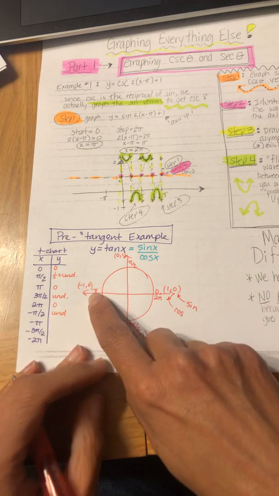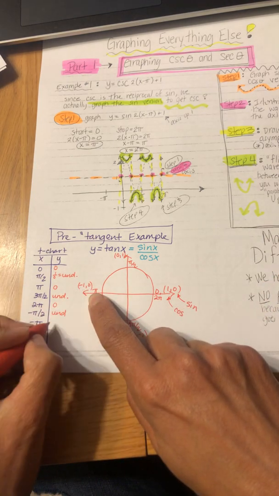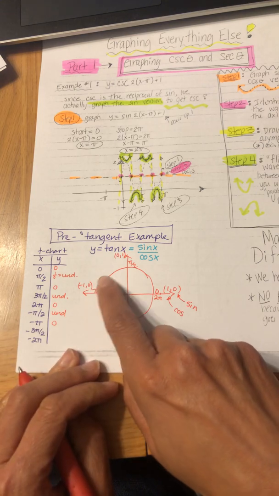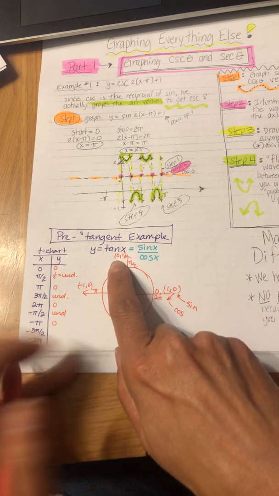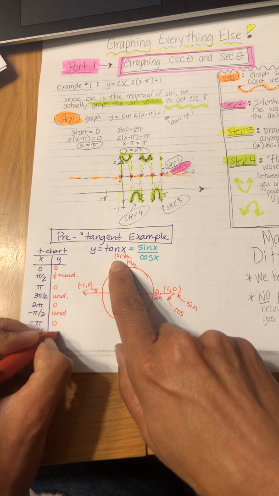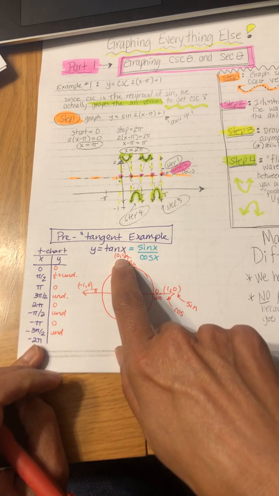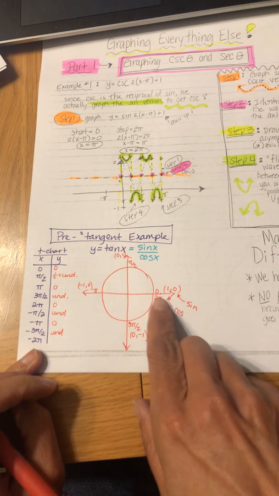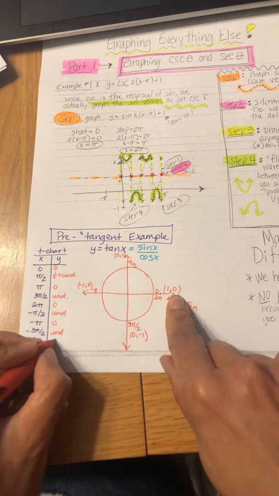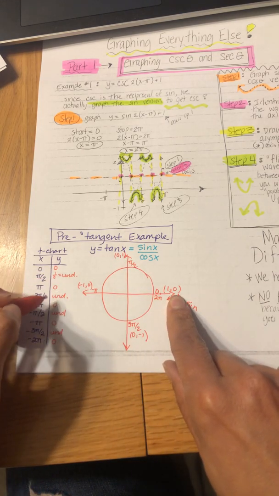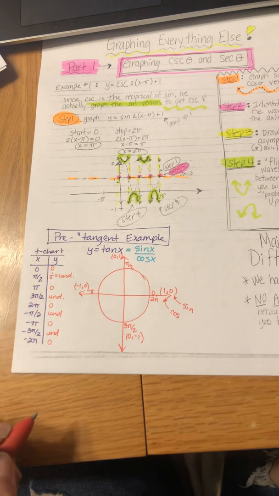Over at negative pi, 0 divided by negative 1 is 0. At negative 3 pi over 2, 1 divided by 0, undefined. You see the pattern here? Then negative 2 pi, 0 divided by 1 is 0. So we're going 0, undefined, 0, undefined, 0, undefined, 0, undefined, all the way through.